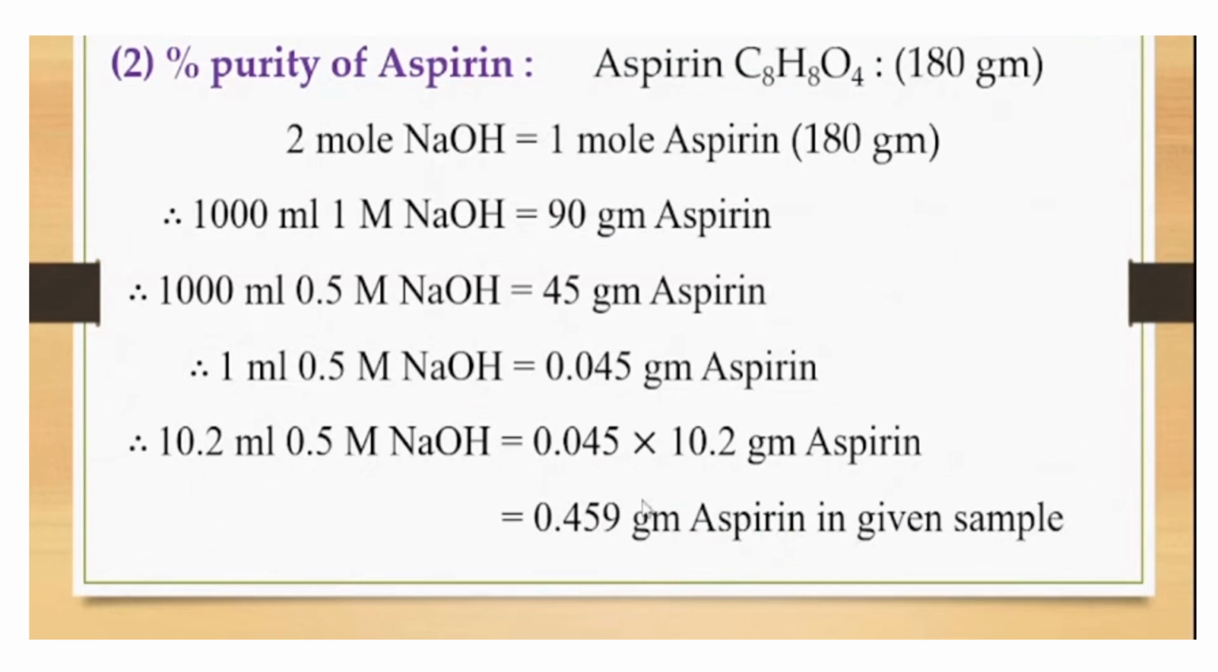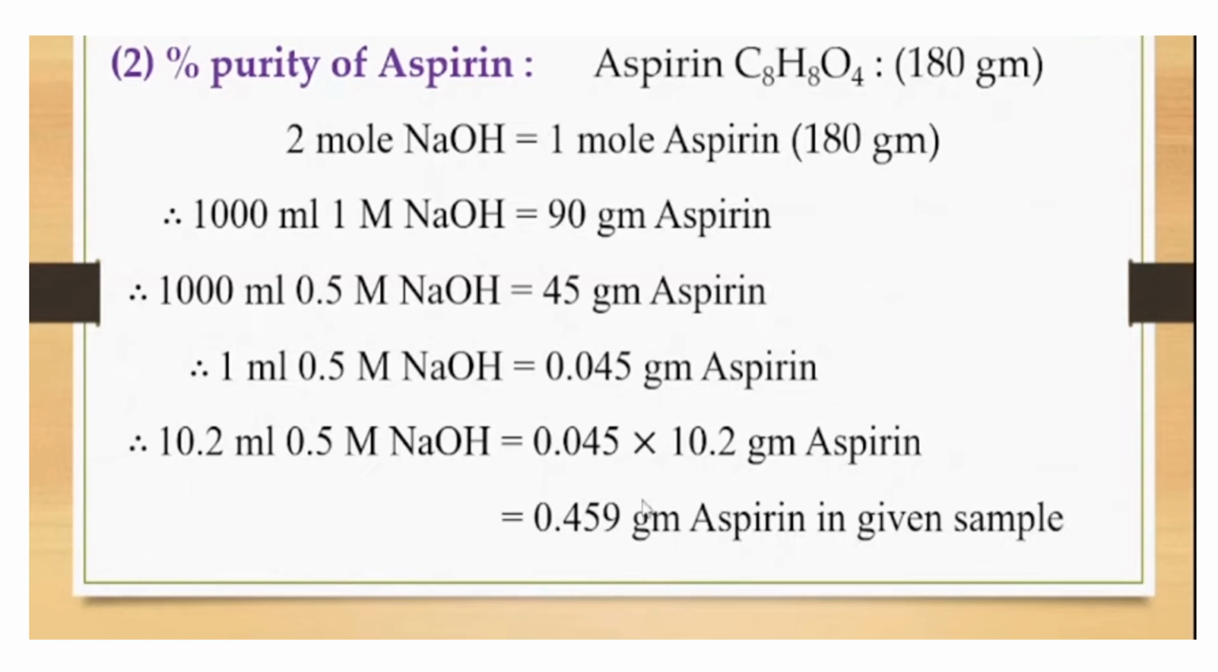So the change is actually 10.2 ml. Now you have to calculate the purity of aspirin. You know that the molecular formula of aspirin is C8H8O4, with a molecular weight of 180 gram. In the stoichiometry of the reaction, if you remember, 2 mole of sodium hydroxide reacts with 1 mole of aspirin, which means that 1 mole of sodium hydroxide is in excess here. So 1 liter of 1 molar sodium hydroxide corresponds to 90 gram of aspirin. This is how you find the factors of calculation here.